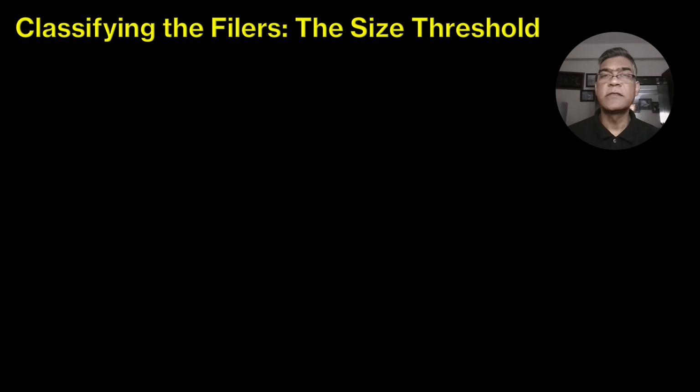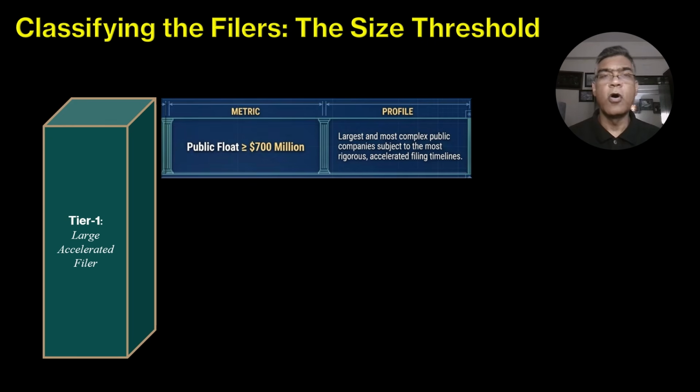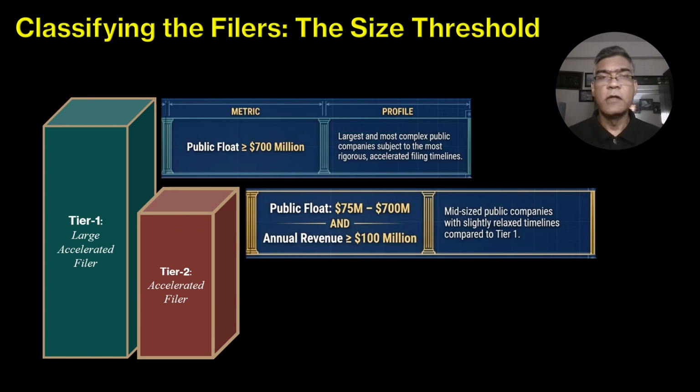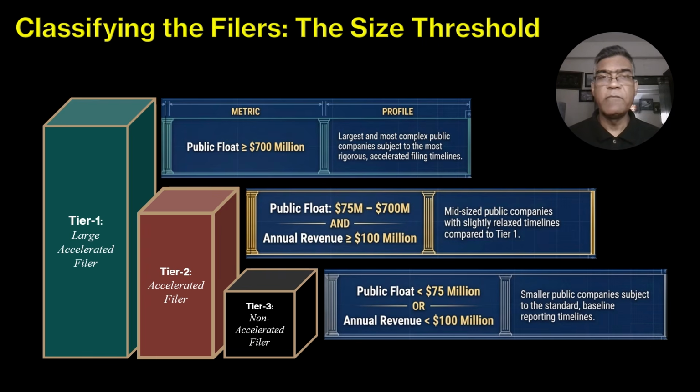Classifying the filer, the size thresholds. Here is where the tiers get real. Tier 1, large accelerated filer. Public float, 700 million or more. The big dogs, first at filing, most detailed, no excuses. Tier 2, accelerated filer. Public float, 75 million to 700 million, and revenue more than or equal to 100 million. Mid-size, slightly more breathing room, still fast. Tier 3, non-accelerated filer. Public float under 75 million or revenue under 100 million. Smaller players, standard timelines, less pressure. Simple rules, bigger money, faster reporting.